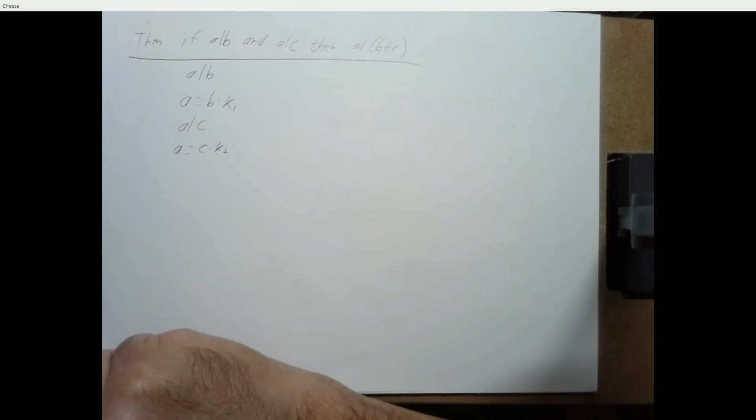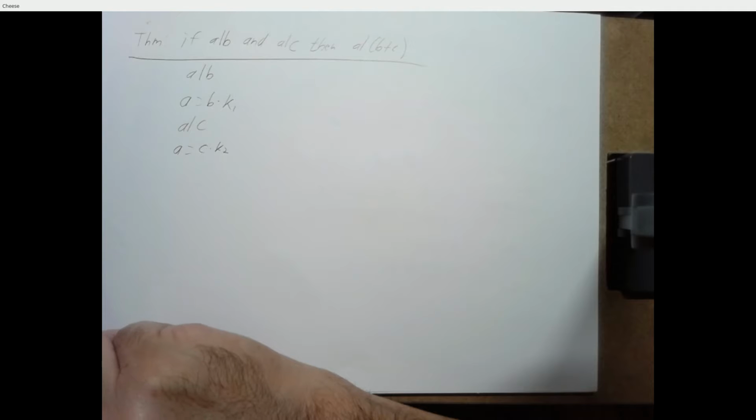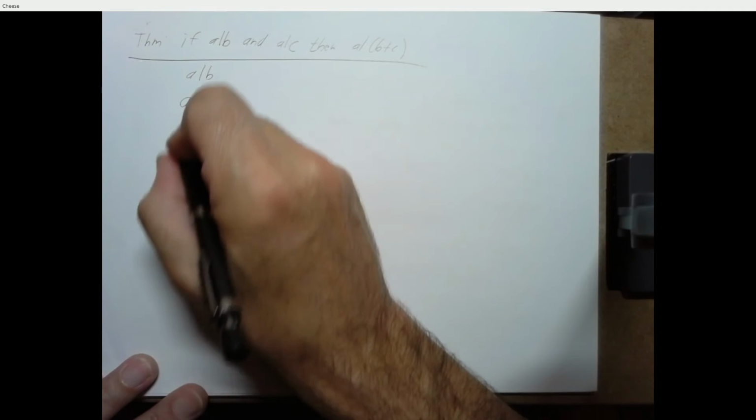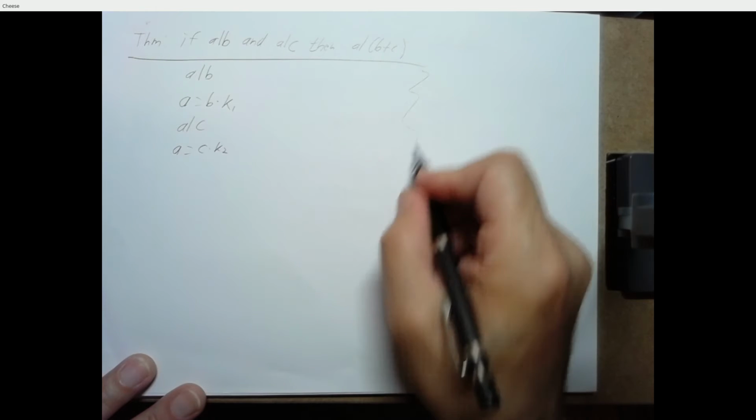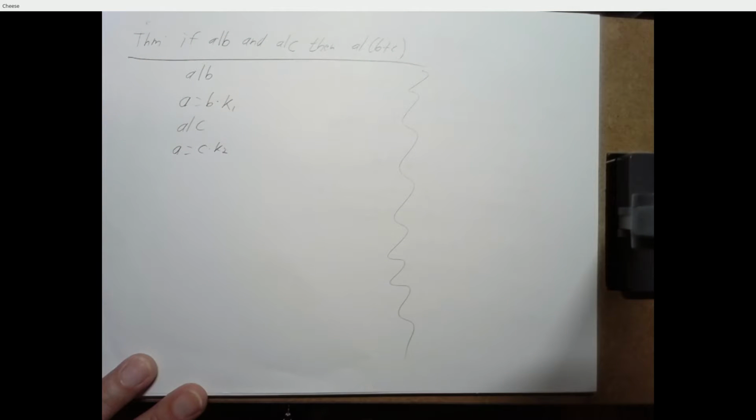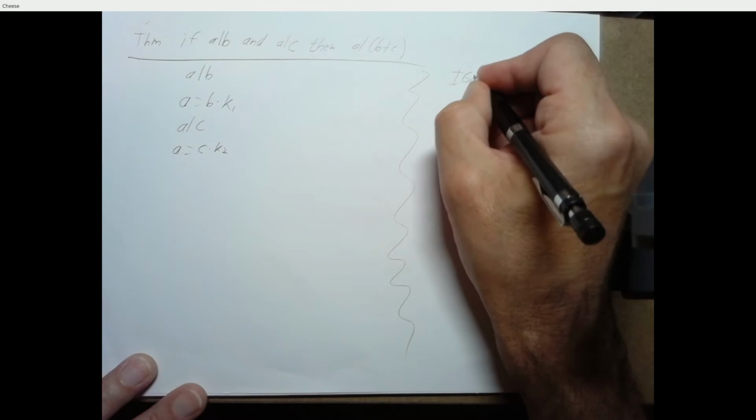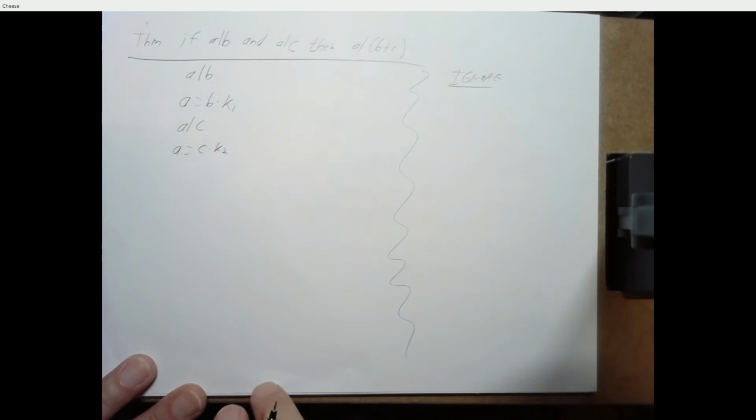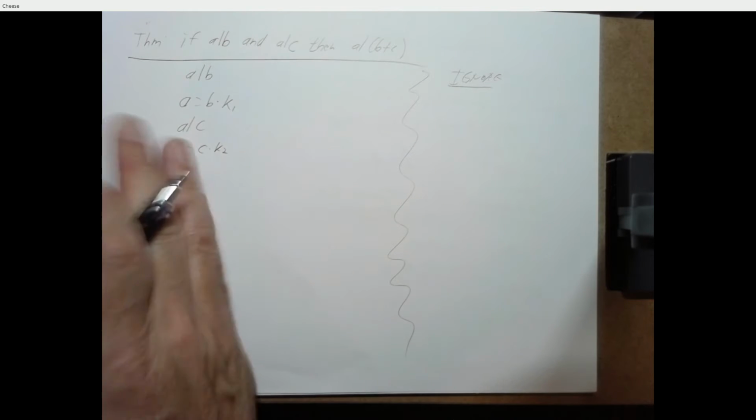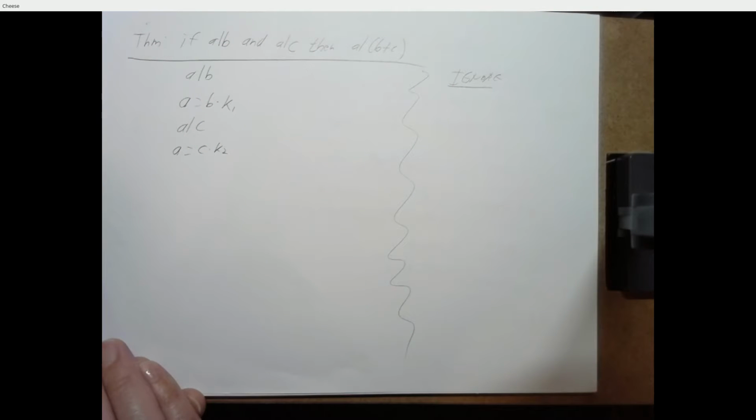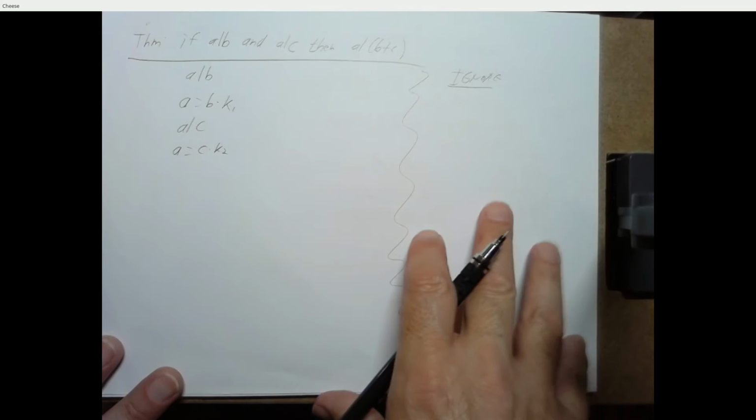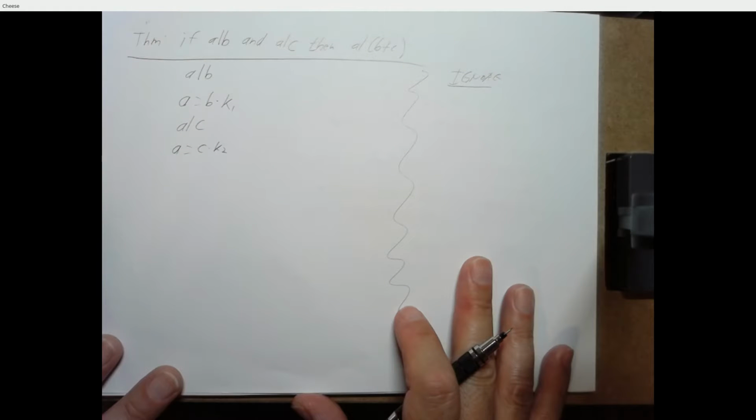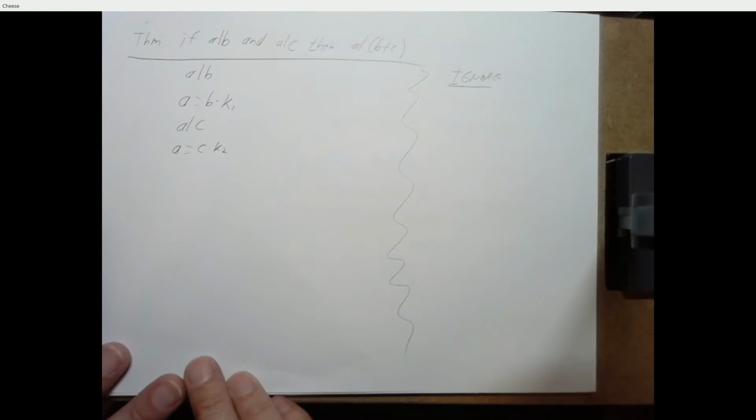Well, if A is equal to B times K1 and A is equal to C times K2, what can we say about B plus C? Can we show that A divides B plus C? So I'm going to start doing something. I'm going to put a little squiggly area over here and I'm going to say ignore. This is going to be my scratch area, but I want to make sure that my scratch area is separate from my proof area. Because I'm going to write things over here that aren't necessarily true. I'm going to write things that I want to explore and try to get a feeling for what's going on.